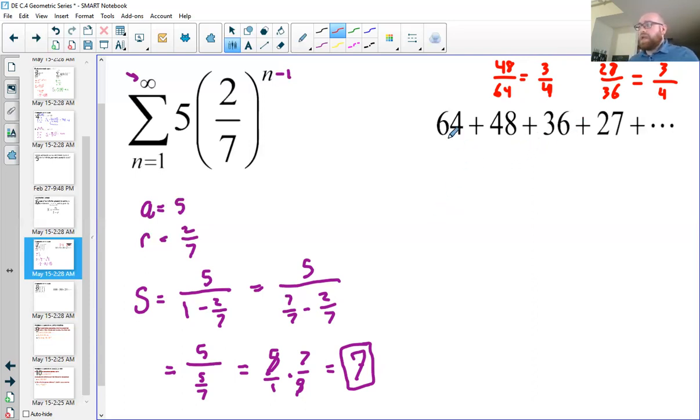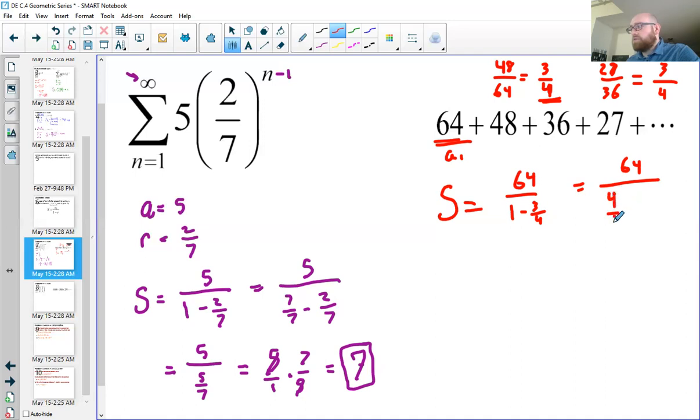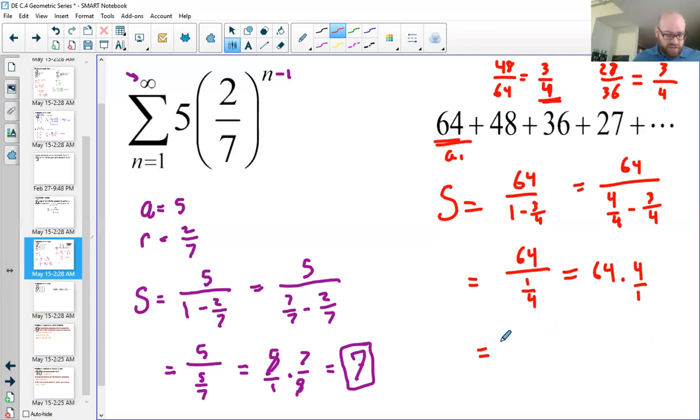In either case, we have our first term. We have our common ratio of 3/4. We can use our formula. S is equal to 64 divided by 1 minus 3/4. So that's 64 divided by 4/4 minus 3/4. That's 64 divided by 1/4. We keep the numerator, we flip the denominator and change it to multiplication. So we get 64 times 4 over 1. And 64 times 4 is going to be 256.